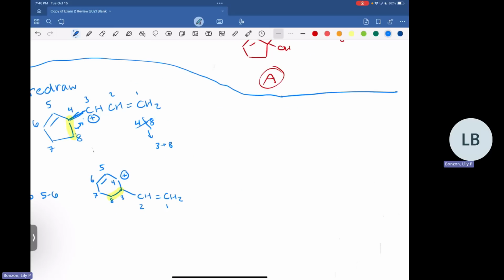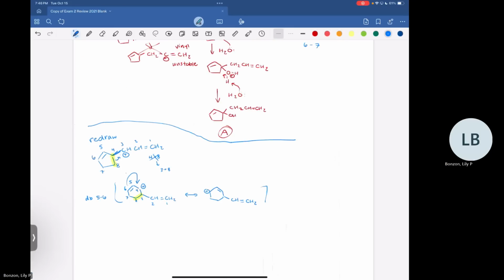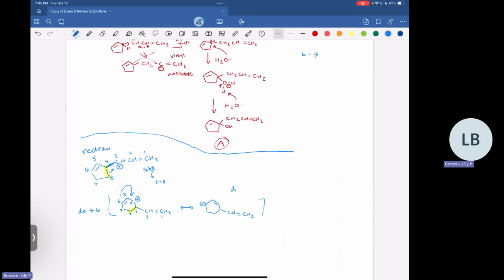So we're going to have to resonate the double bond that we have currently to form the double bond between 4 and 5. That's going to leave a positive charge on carbon 6. So now we have a double bond between 4 and 5, and we're one step closer.